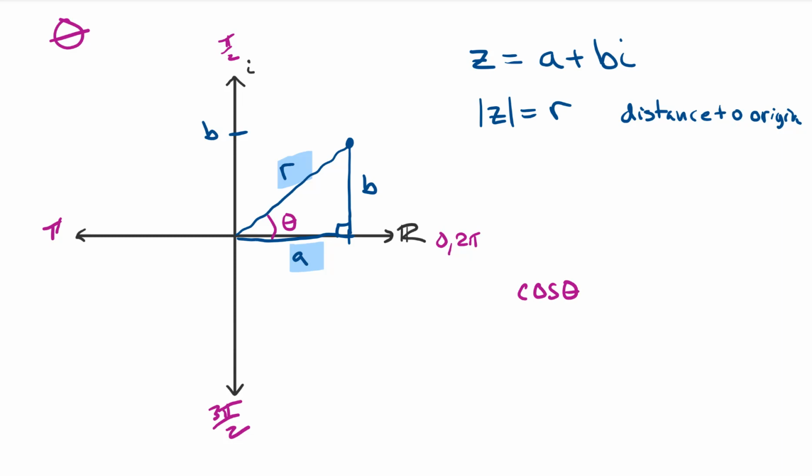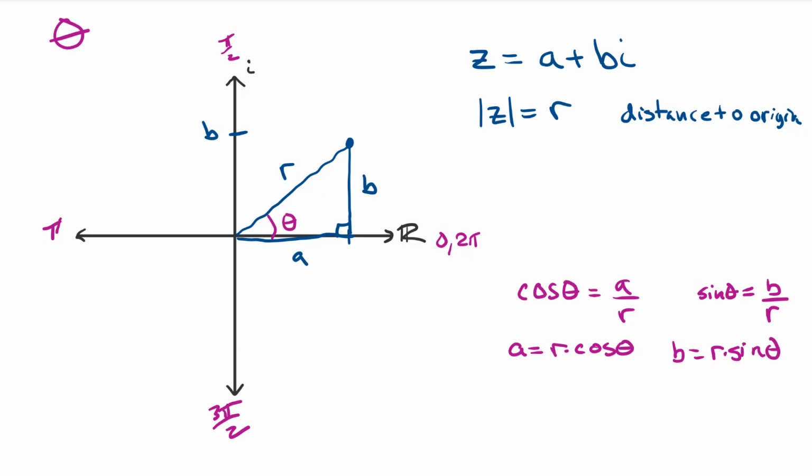So cosine of theta is equal to A over R, or the adjacent over the hypotenuse. Now we're going to solve for A just by multiplying over R. We find that A is equal to R times cosine of theta. Now we're going to play that same game with the B and the R, and that's going to be sine, right? So sine of theta is equal to the opposite, B, over R, the hypotenuse. You move it around, and you find out that B is equal to R times sine of theta.